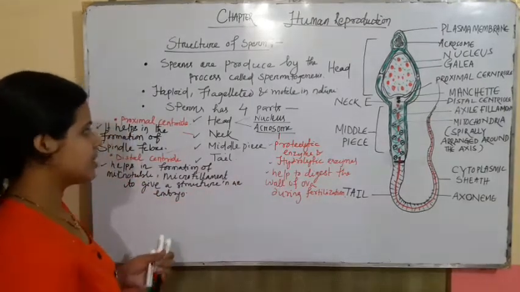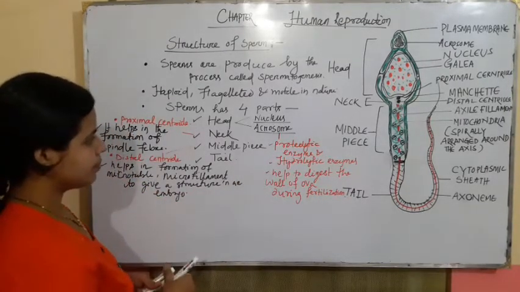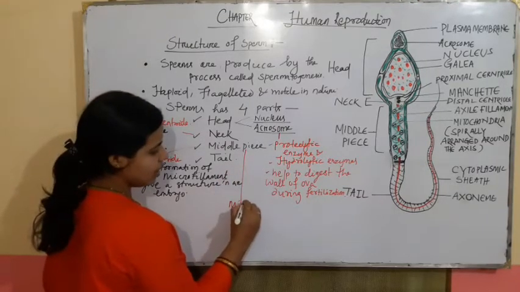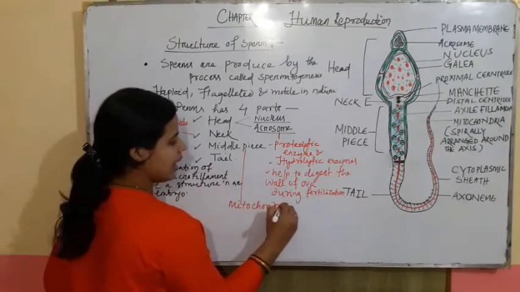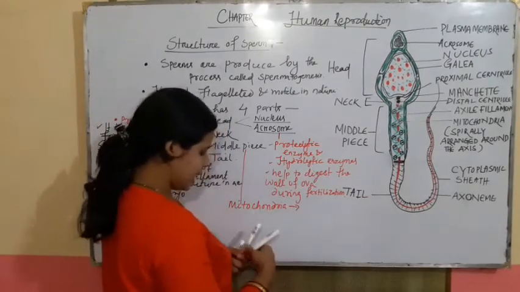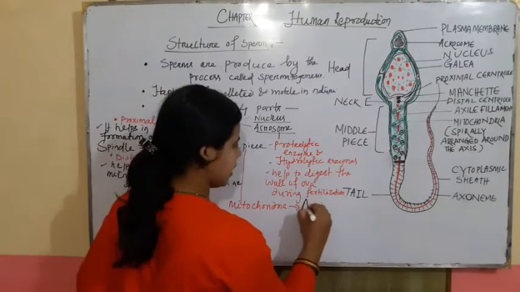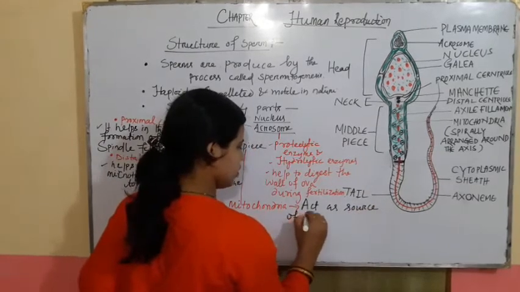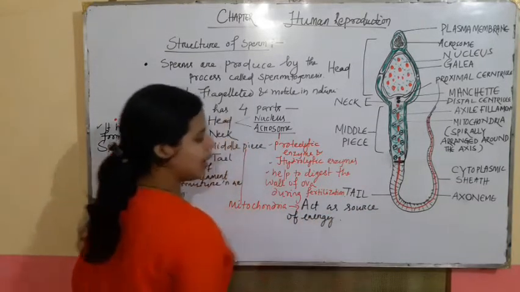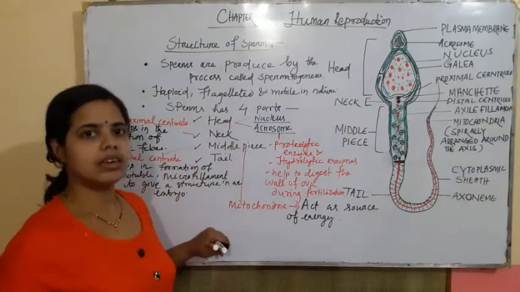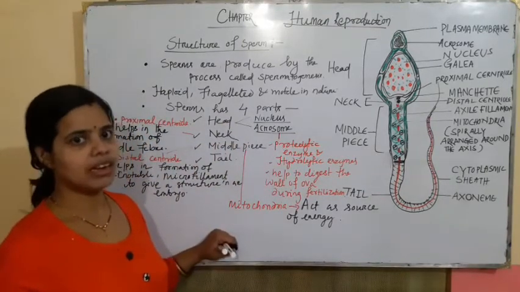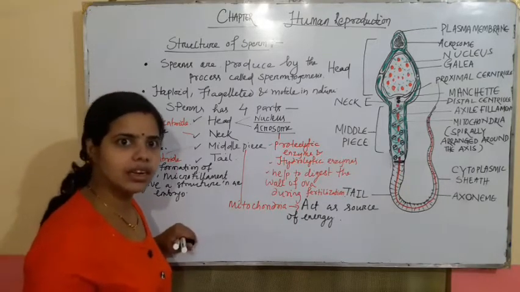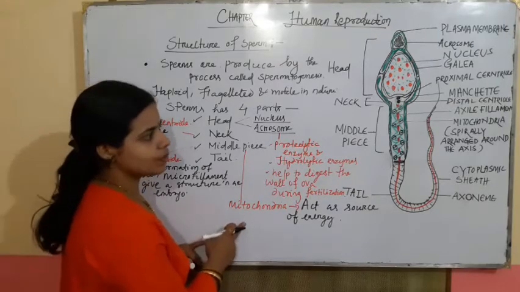Then come to the middle piece. The middle piece possesses spirally arranged mitochondria, and these mitochondria act as a source of energy. It helps to provide the energy so that the sperm can be motile. It can move towards the vaginal tract of the female. So this is the function of the mitochondria.